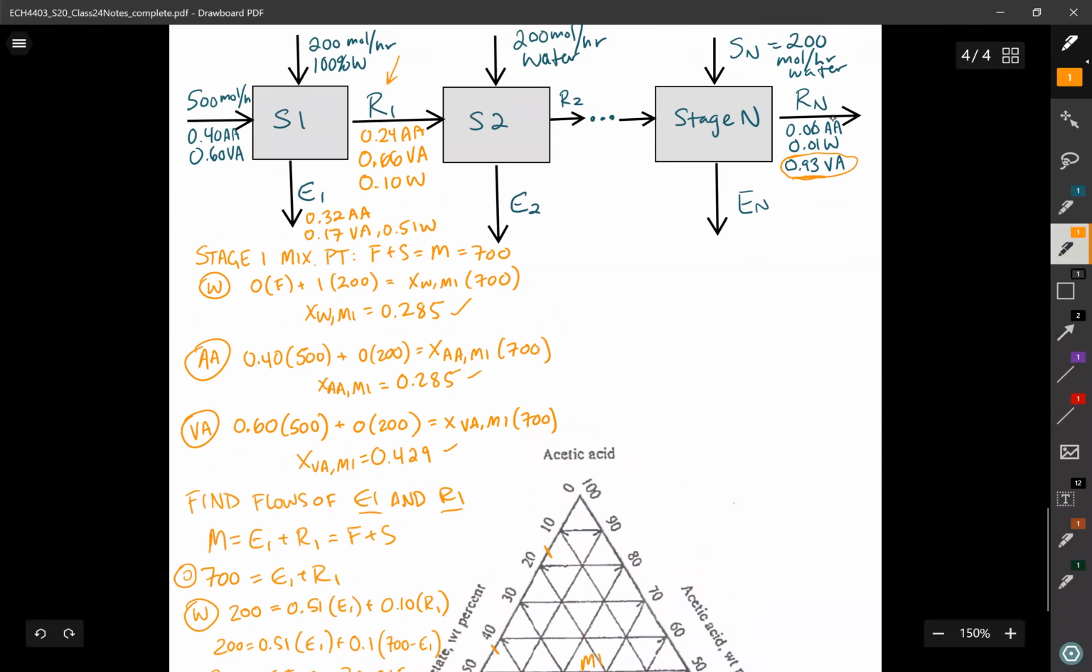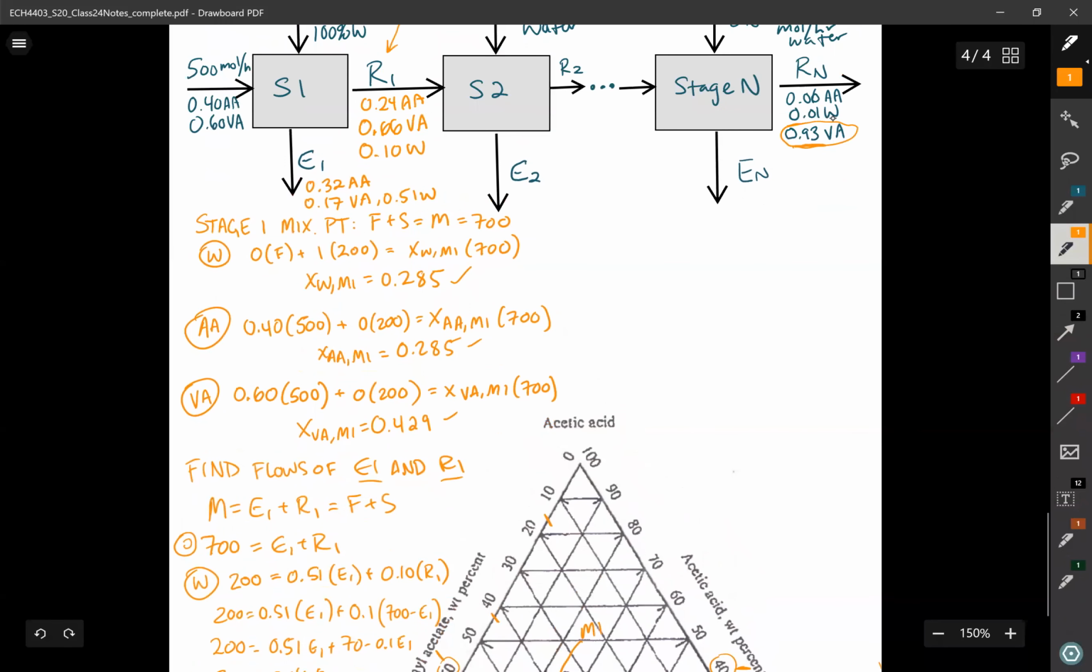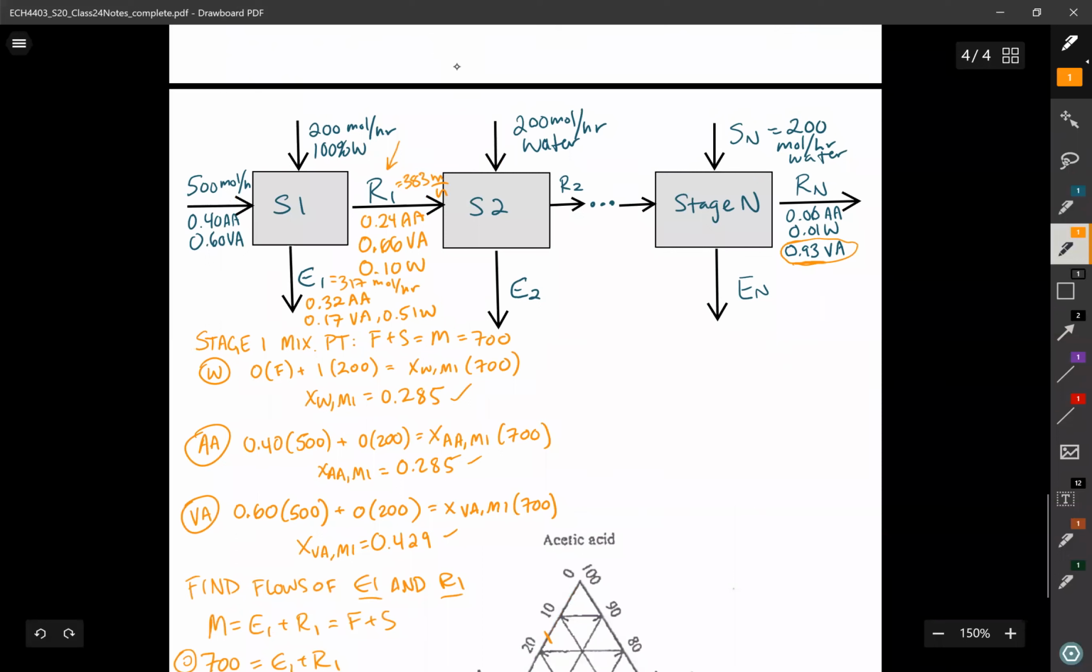All right, so moving on, let's put these numbers into our diagram. E1 was 317 moles per hour, and R1 was 383 moles per hour. All right, so we're going to need another stage, so therefore let's go through and do stage 2.